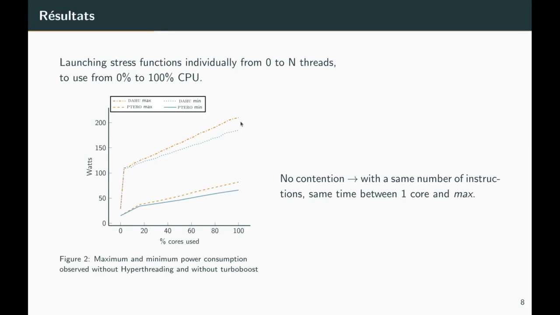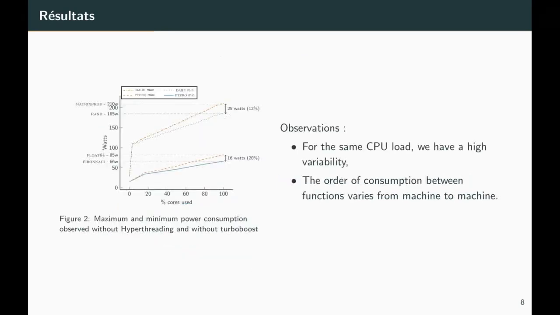So what can we observe? There are several interesting things to observe. For example, for the same CPU load, we have very high variability. When we have a server running at full load, full speed, depending on what is being executed on the server, we have very different measurements in energy consumption.